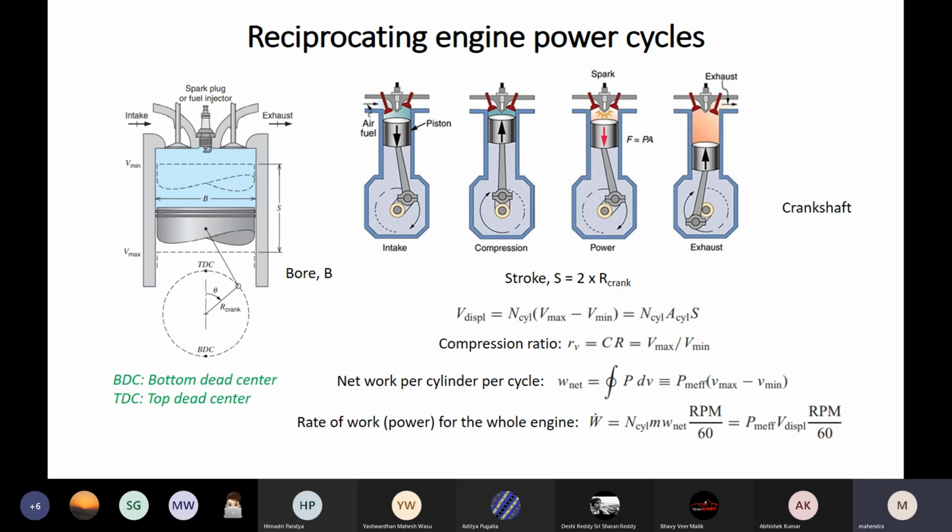Here, how to calculate the work, we all know, is PdV work. And one more thing we are defining is the compression ratio. Compression ratio means V max by V min. V min is when the piston reaches the top dead center, this clearance, which is the minimum volume. The maximum volume is when the piston reaches the bottom dead center, the entire volume. This ratio, maximum by minimum, we call the compression ratio.